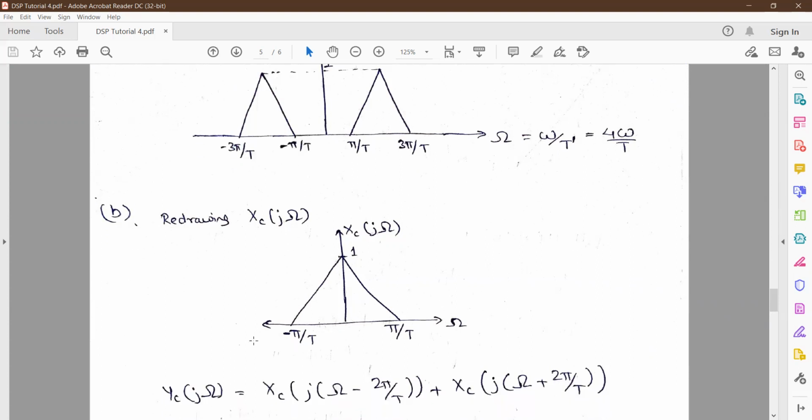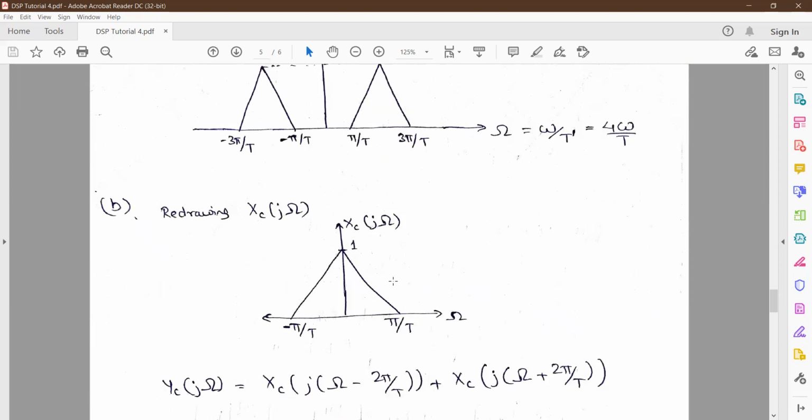So that is what we have to do. We can say that Yc(jΩ) is simply Xc(jΩ). Now I have shifted the frequency Ω by a factor of 2π/T, and then again added to it a factor of 2π/T. So there is a minus of 2π/T to obtain the first part and plus 2π/T to obtain the second part. And in this way, I can write y in terms of x.